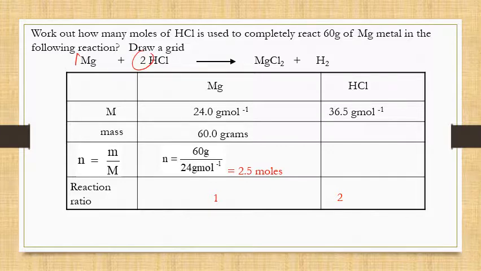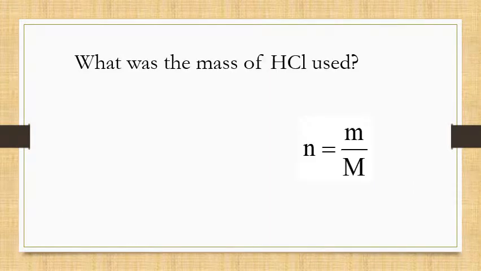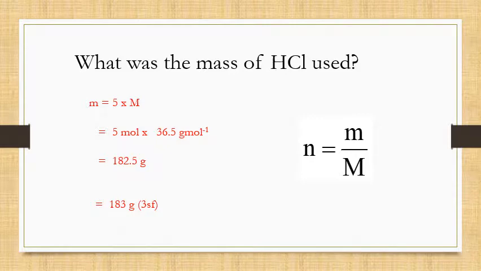So you can therefore work out the number of moles of hydrochloric acid working backwards, because it's going to be twice the number of moles of magnesium. So you've got 5 moles of hydrochloric acid. What was the mass of hydrochloric acid used? Well, it's going to be 5 times the molar mass, 5 times 36.5, or 183 grams to 3 significant figures.